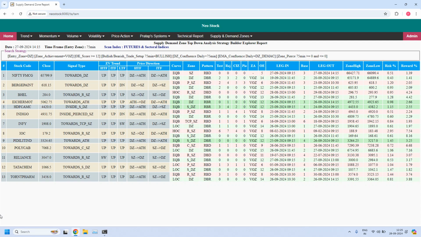So 13 stocks are filtered. All these 13 stocks are supporting bullish trade setup for weekly income trade, that is entry time frame 75 minutes. The 75 minute zone is part of the daily zone, and the daily trend is uptrend, and also the daily zone is having daily EMA confluence. Excellent. So it's a high probability. All these 13 stocks are high probability setup stocks.